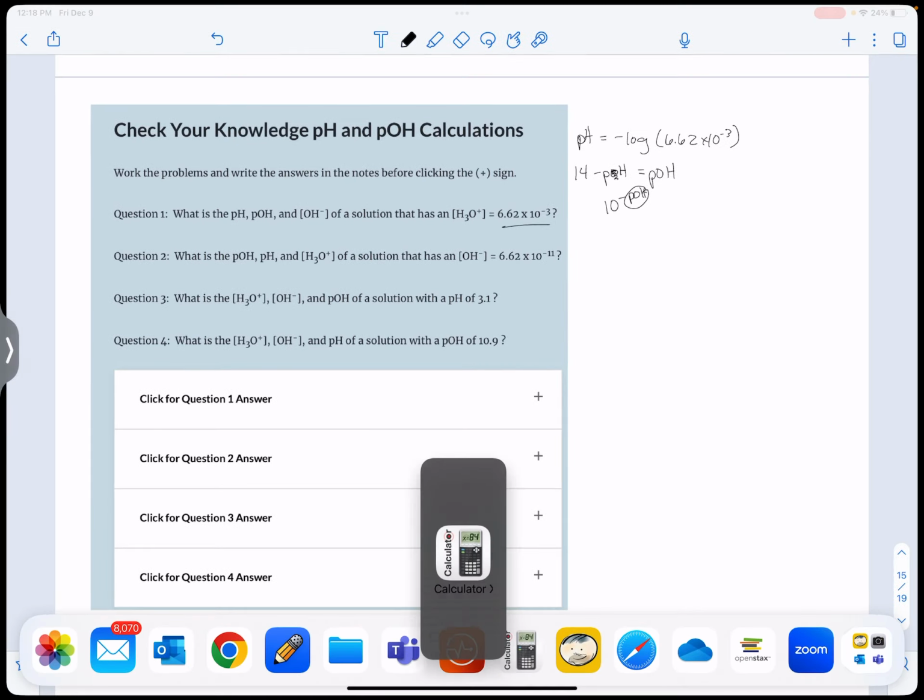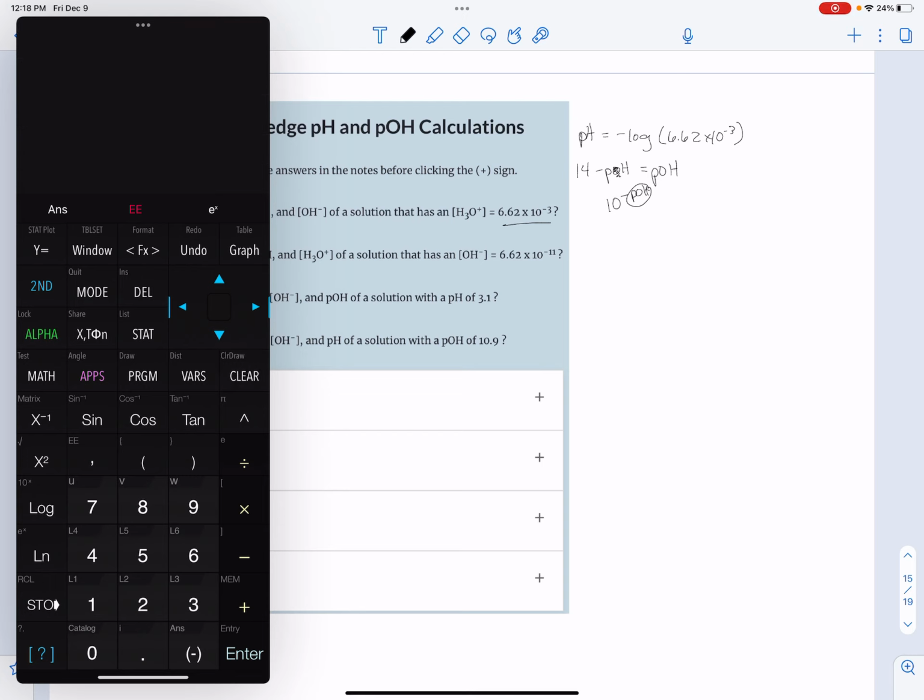So for some of these, in order to save time, using what you have in your calculator is the easiest thing to do. So I'm going to do negative log of 6.62 e to the negative third. So that gives me 2.18 and some other digits. I'm just keeping extra digits in because my calculator is keeping them in. I'm going to go on to the next one, 14 minus second answer. So that gives me 11.82. And then I'm going to do 10 raised to the negative answer. And then that gives me my OH concentration.